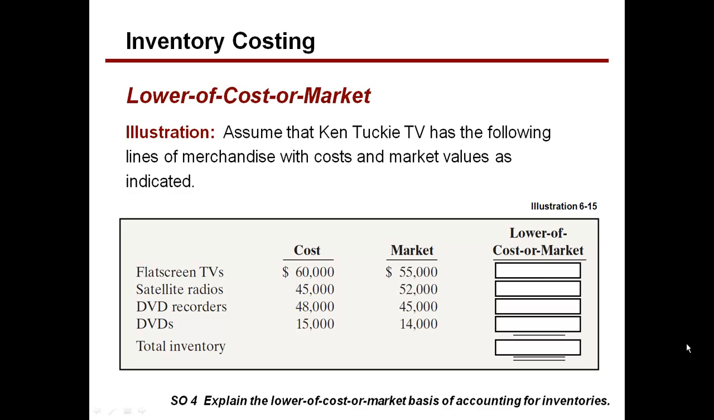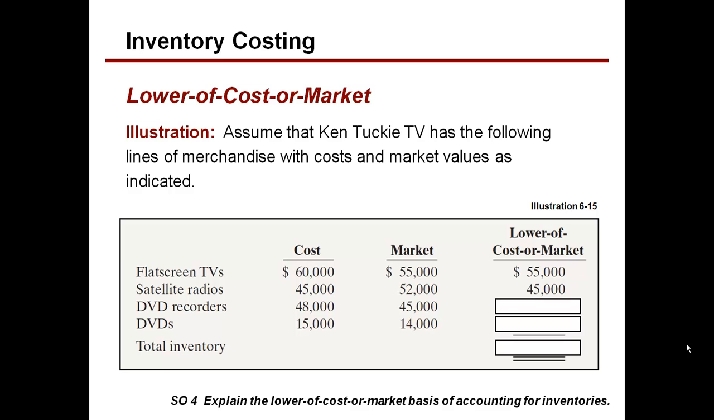So under the lower of cost or market, the company needs to write that down. When it writes it down, it removes the cost from inventory and charges an expense, a write-down expense. And so the lower of cost or market valuation here would be the lower $55,000, lower than original cost. Satellite radios, the market value, the replacement cost, has risen during the period of time. It can't write it up, so it simply maintains that original cost of $45,000.